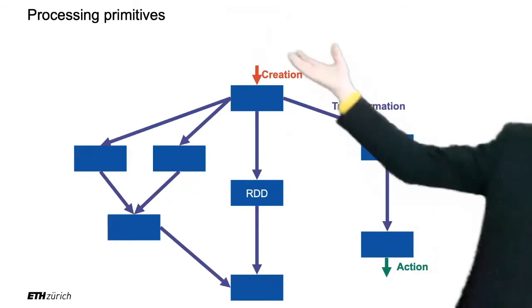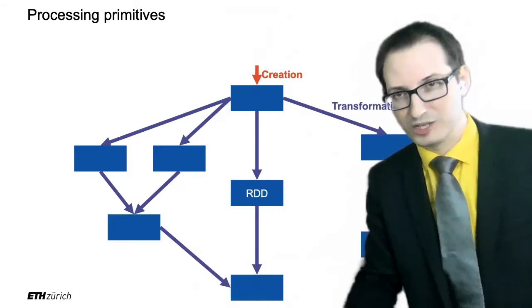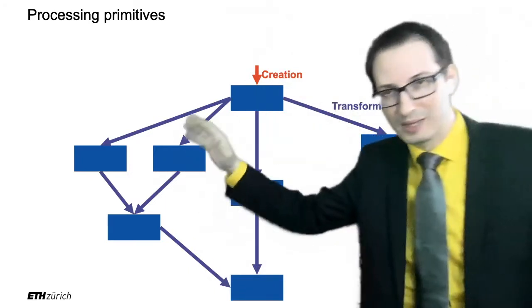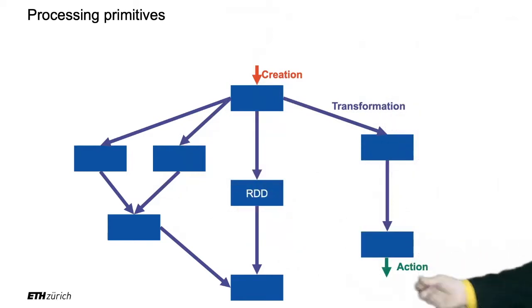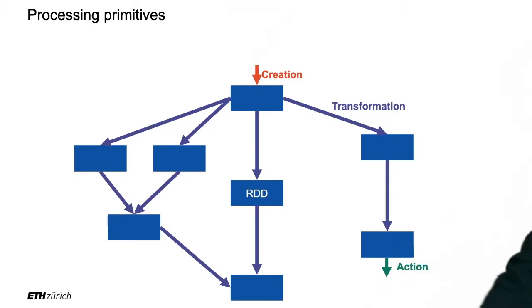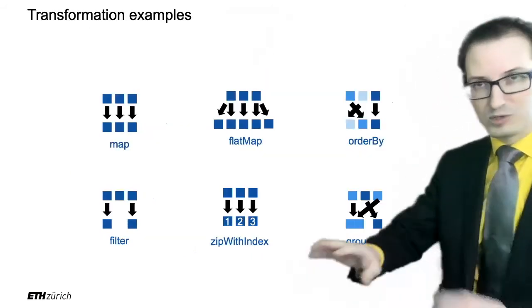And the idea is that you can create RDDs like that by reading your data from Amazon S3, from HDFS, or even from your local file system on your laptop. You transform the data, you can map, filter, there's a lot of primitives, and finally you take an action to print it on your screen or output it back to some different backends.